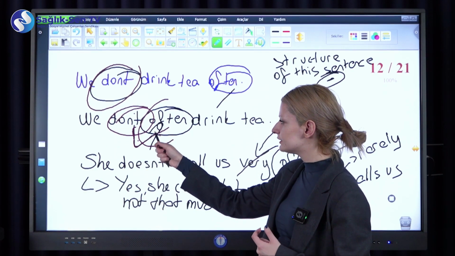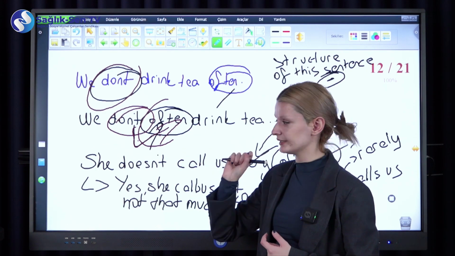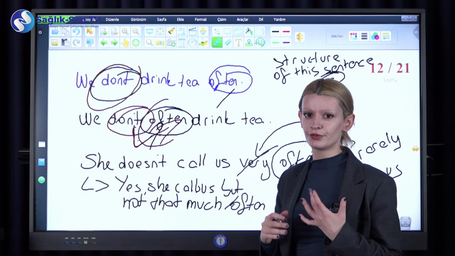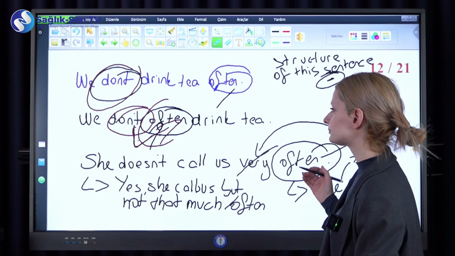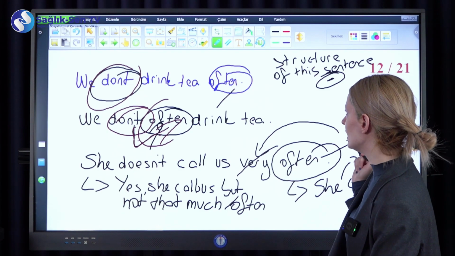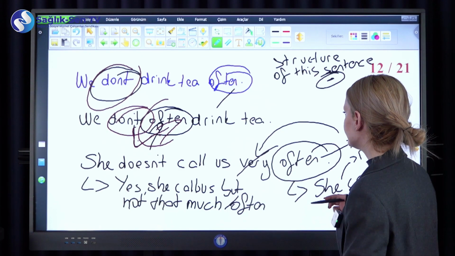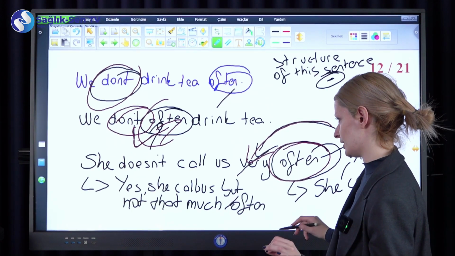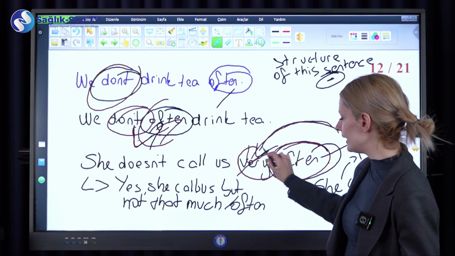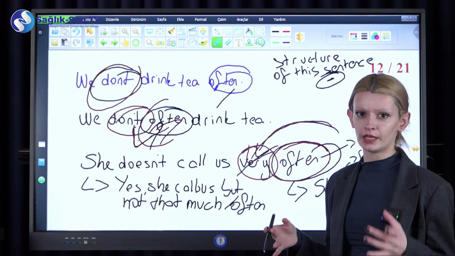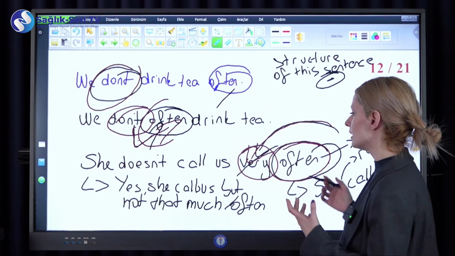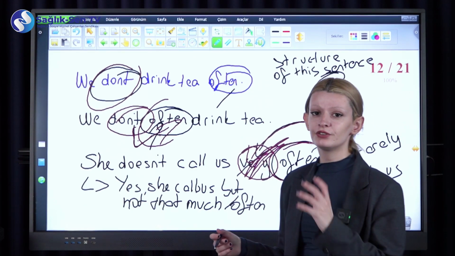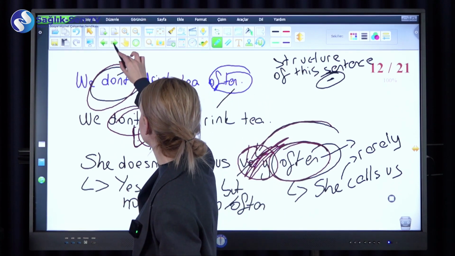I can put it right after the negative auxiliary verb, or I can put it at the end of the sentence. Both of them are correct. She doesn't call us very often. Or I can define the frequency time expression. When I put this, it means yes, she calls us, but she doesn't call us that much. But if I didn't put this, she doesn't call us often, it means she rarely calls us.